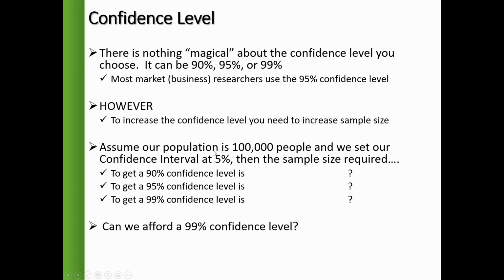Okay, assume our population is 100,000 people and we set a confidence interval of 5%. Then the sample size required is different for a 90, 95, or 99% confidence level. Okay, we just did that. Can we afford a 99% confidence level? We're going to need a lot of researchers. We're going to need a lot of time. We're going to need a very willing population to answer our survey. We're probably going to have to offer a chance to win a free iPhone or something else to get them to answer this survey. Right? We're going to need a lot of people.